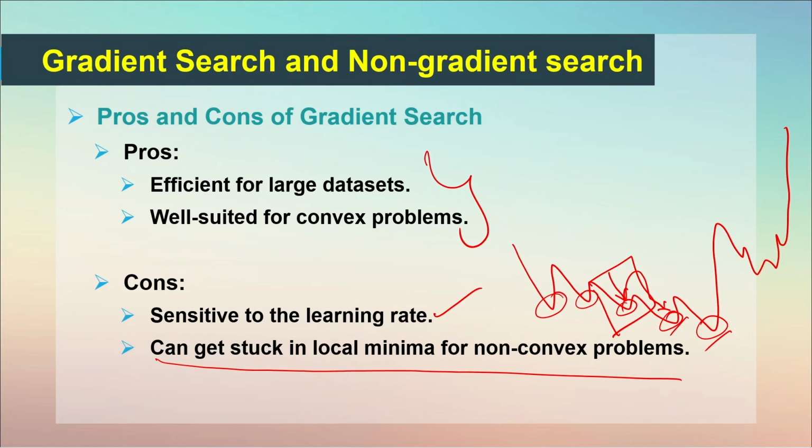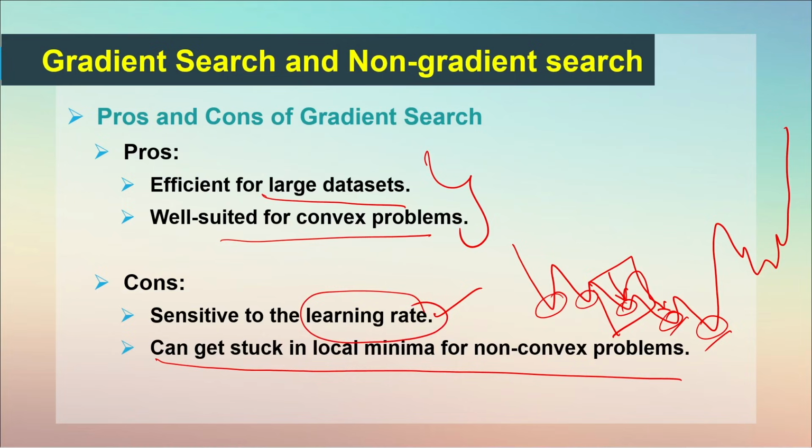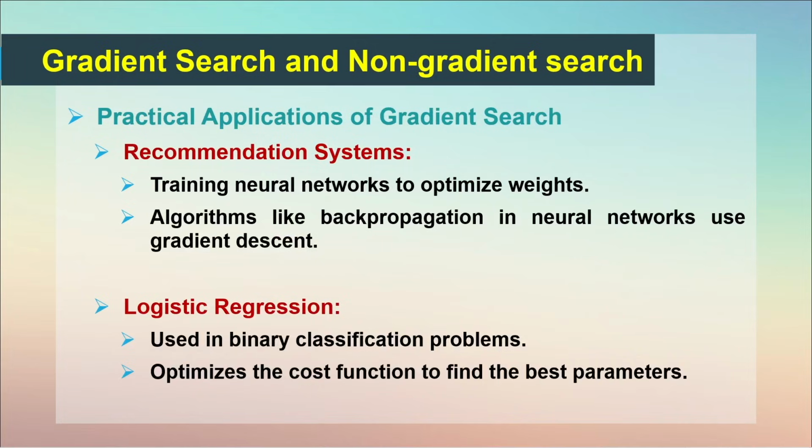So when you want to decide whether to go for gradient search or non-gradient search, you need to think about the data set. If it is a large data set, definitely I should go for gradient search. If my problem is non-convex, then I should not go for gradient search, because gradient search is well suited for convex types of problems. And you should always think about the learning rate, whether it is sensitive or non-sensitive, and accordingly decide.